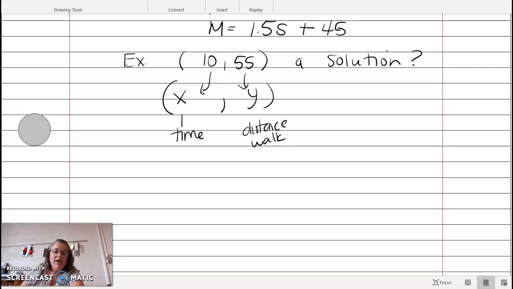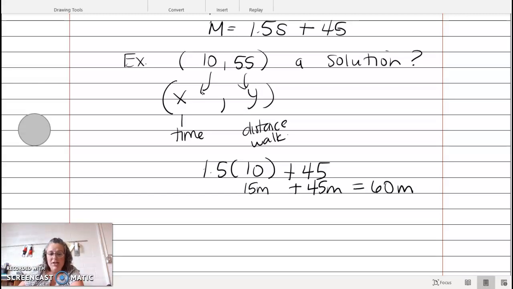So one way to figure that out would be to actually do some math. If she's walking 1.5 meters every second, well, she's got 10 of them. That would give us 15 meters plus the 45-meter head start. That actually gives me 60 meters that she walked. So did she get the 55? No. So this point is not a solution.